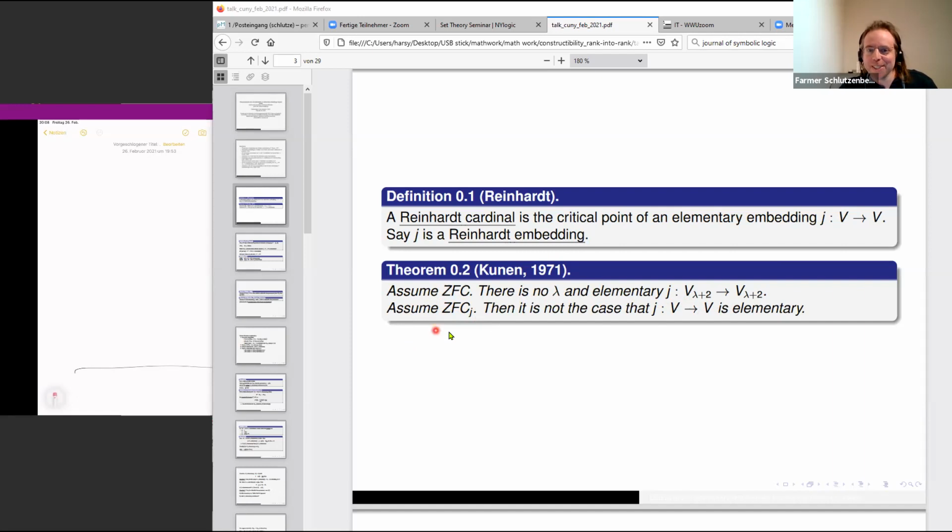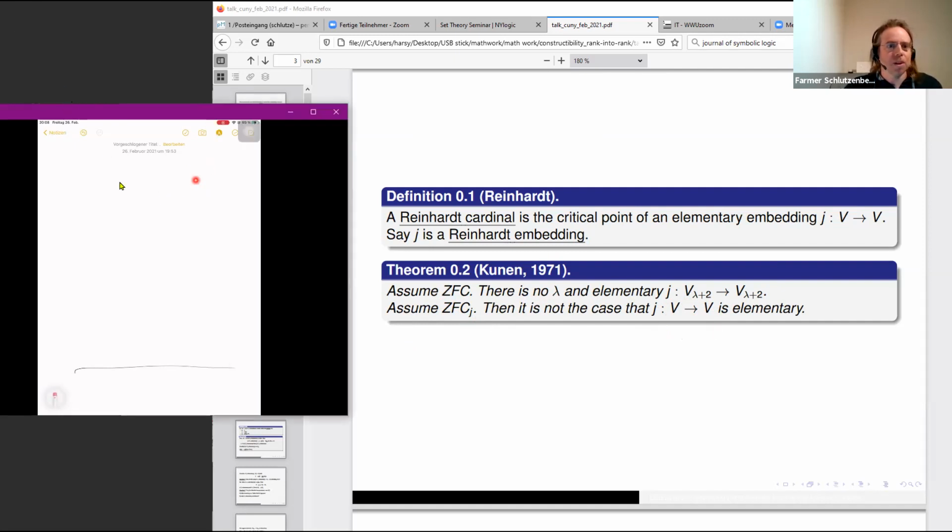Then it follows easily that, under choice, there's no elementary embedding from V into itself. And so I'll just remind you what happens in that second step. So we have an embedding.